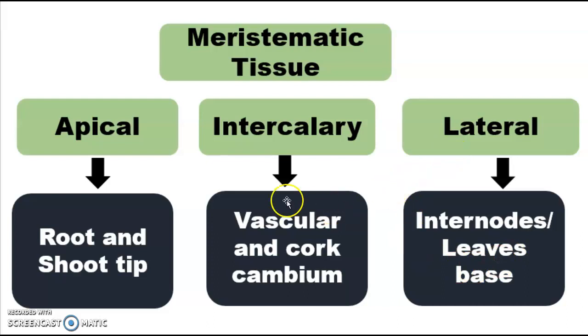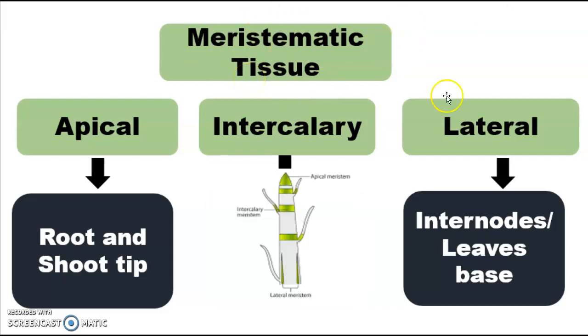Apical meristem is responsible for the growth of root and shoot tip, and lateral meristem is responsible for the girth of the root and shoot tip. Or we can say lateral meristem is responsible for the thickness of shoot and root. Cells of the meristematic tissues are very active and young because they are continuously dividing cells. Mitosis is main function of meristematic tissues. Here you can see the location of meristematic tissue. This is apical meristem and this is intercalary meristem, and this is the lateral meristem, which is present lateral side of the stem.